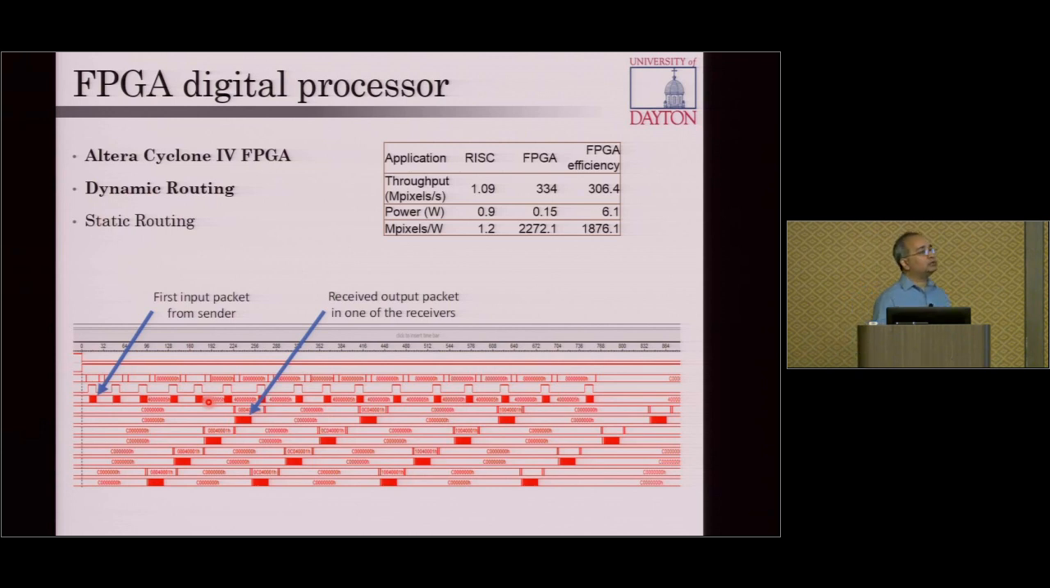So we're now starting to look at moving into a newer, larger FPGA, and we hope to see significant improvements in performance. Our main work in this area has been looking at the different routing options to make sure we can get the routing as optimized as possible to keep the overall system efficient.